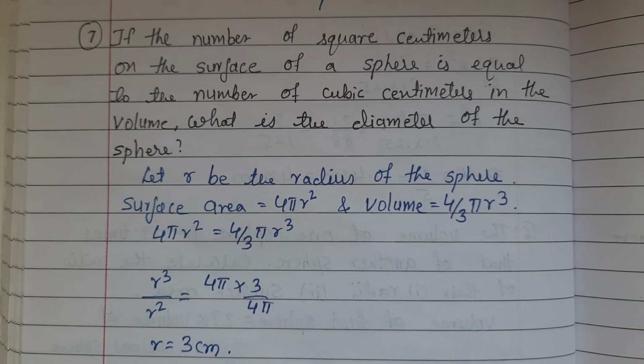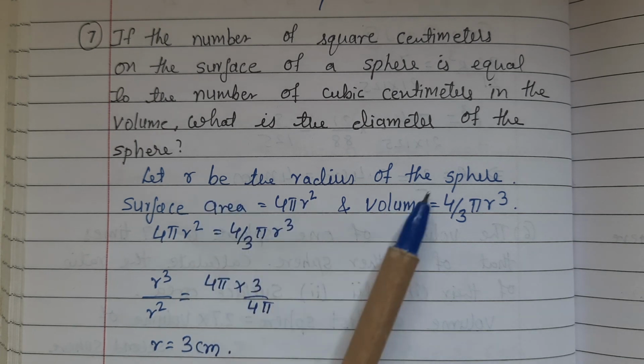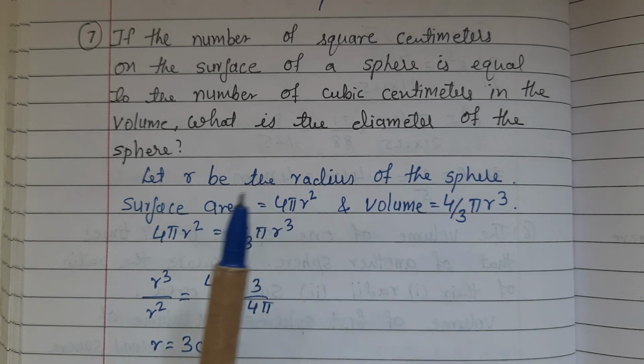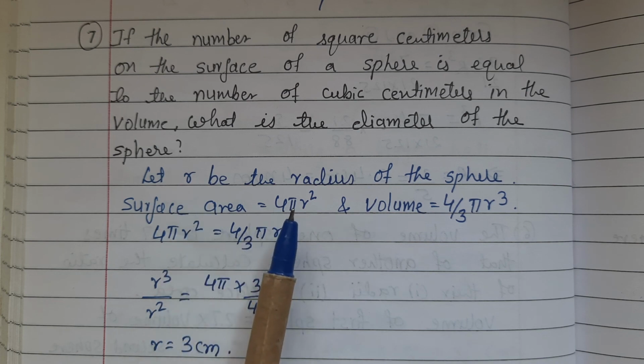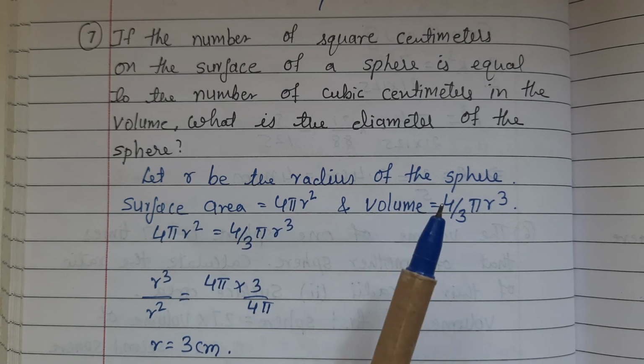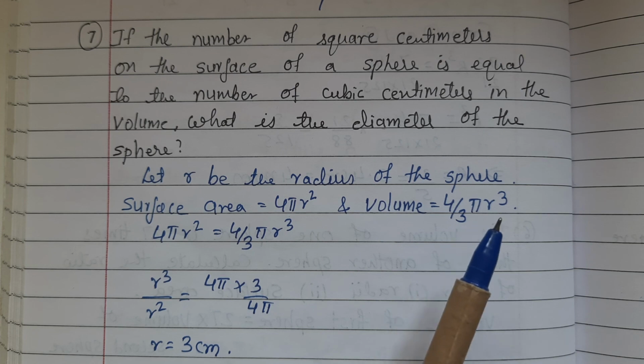Sum number 7. If the number of square centimeters on the surface of a sphere is equal to the number of cubic centimeters in the volume, what is the diameter of the sphere? Let r be the radius of the sphere. Its surface area will be 4 pi r square. Its volume will be 4/3 pi r cube.